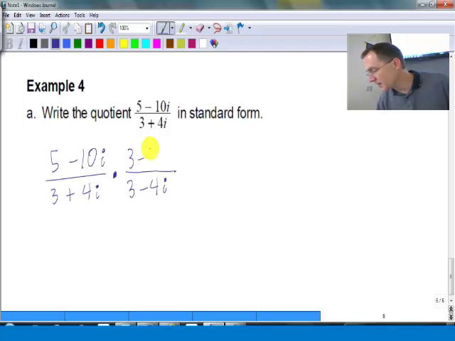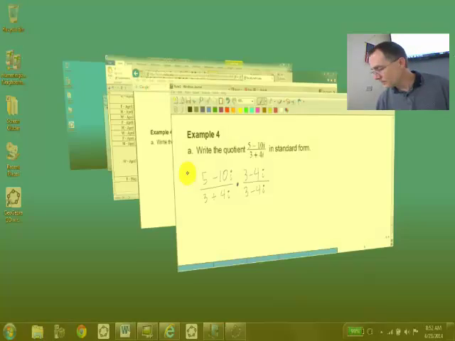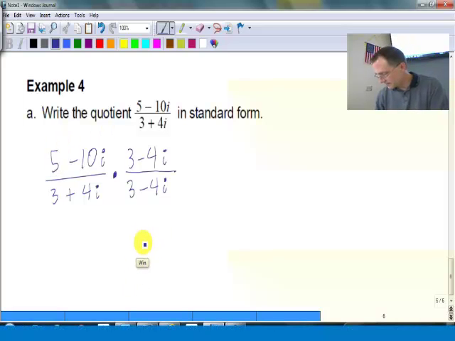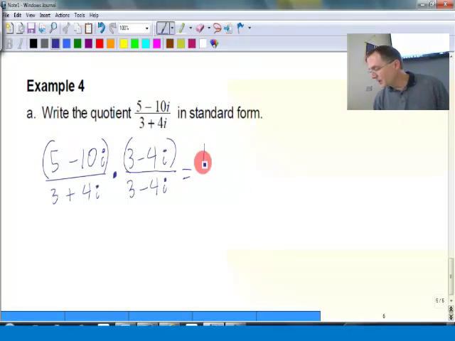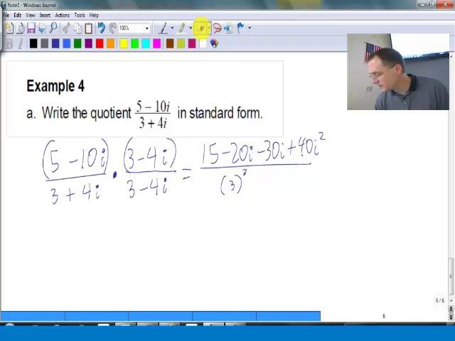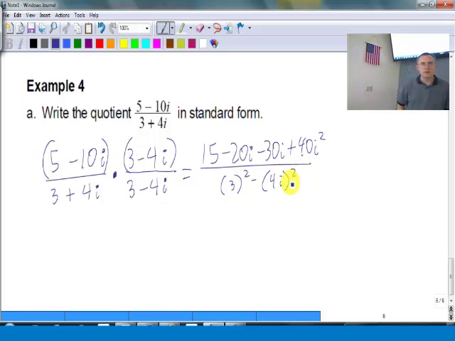But we also have got to multiply the numerator by 3 minus 4i, and that's the tedious part because it involves some foiling. 5 minus 10i times 3 minus 4i equals 15 minus 20i minus 30i plus 40i squared. Denominator, feel free to call that 25 whenever you want to. I suppose I should begin by calling it 3 squared minus 4i, quantity squared.